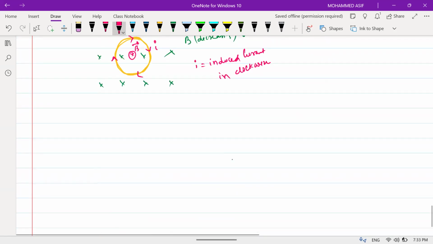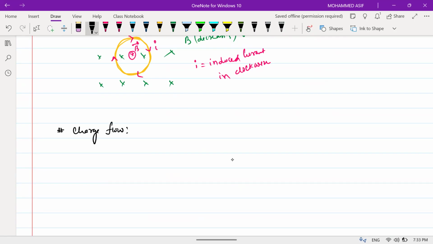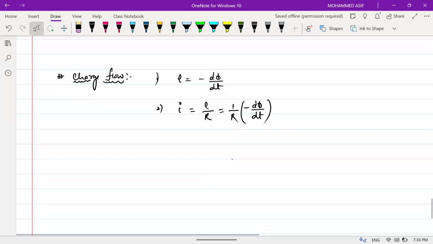Now let us get the next one. Charge flow. Because if there is a current, there will also be charge, because I equals dq by dt. Now see here. What is EMF? E equals minus d phi by dt. If there is EMF, I can calculate the current. Current I equals E divided by resistance R from Ohm's law. That is equals 1 by R, E value equals minus d phi divided by dt. Clear?